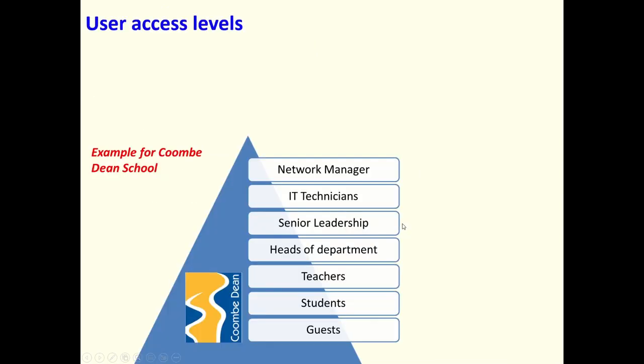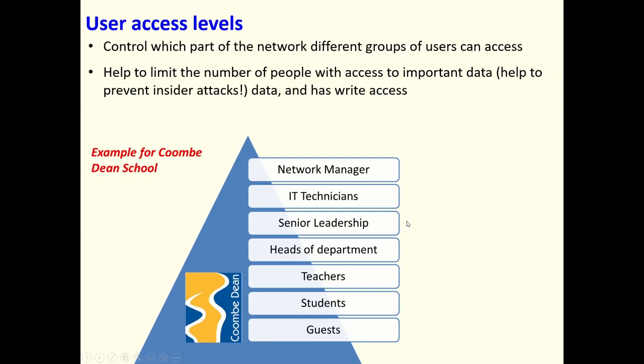Okay, user access levels. This is just like we have at Coon Dean. You remember our student access, you have access to some things on the network, but teachers, for example, have access to more things on the network, and then the technicians have higher access again. So user access levels help to control what parts of a network different groups of users can access. It helps to limit the number of people with access to important data and helps to prevent insider attacks.